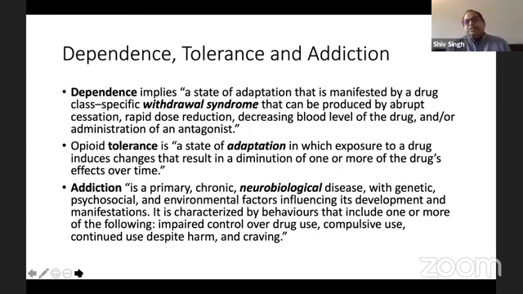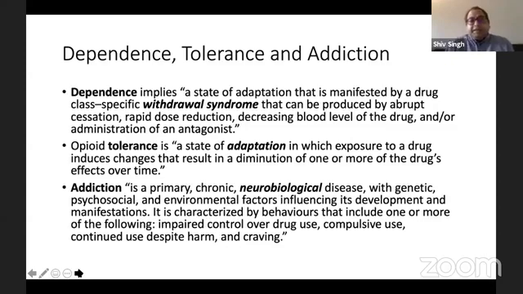So, what is dependence? What is tolerance? What is addiction? Dependence is basically a state of adaptation that manifests by a drug class-specific withdrawal syndrome. So there is withdrawal associated with dependence; alcohol dependence, for example, will present as withdrawal. This can be produced by abrupt cessation, a rapid reduction in dose, decreased blood levels of the abused drug, or administration of an antagonist against the drug, like with opioids.